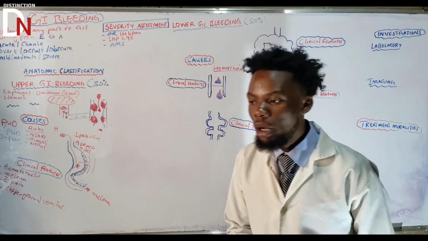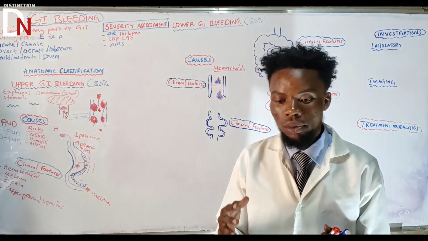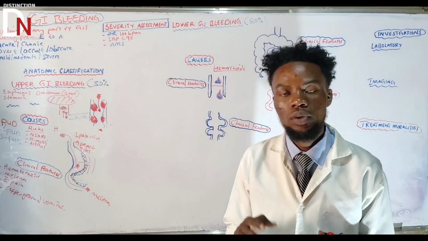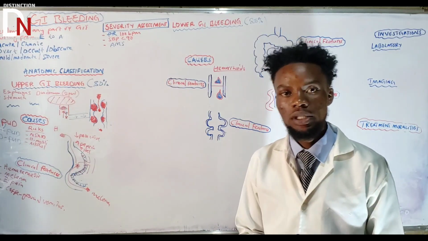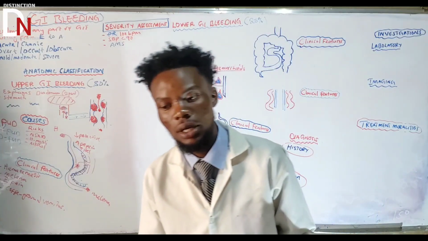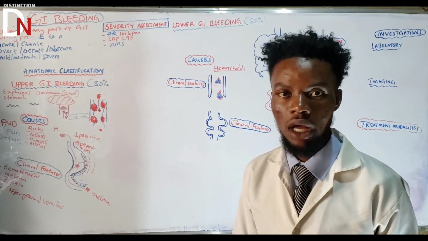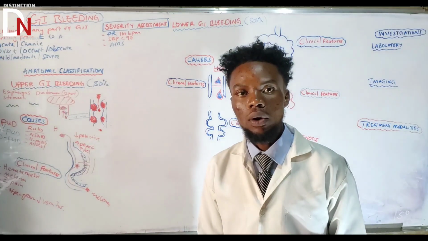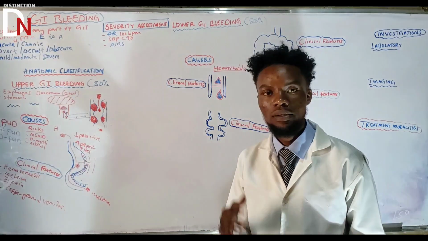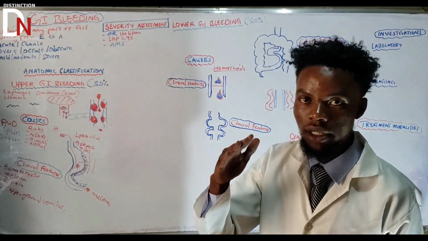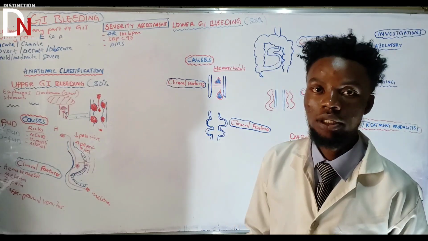Remember we talked about the important classification of GI bleeding. We said the important anatomic classification is that we consider a certain structure which we call the ligament of Treitz. The ligament of Treitz is basically a fibrous structure that comes from the right crest of the diaphragm, and it inserts on the duodenal junction. That structure is very important to categorize GI bleeding into upper GI bleeding and lower GI bleeding.